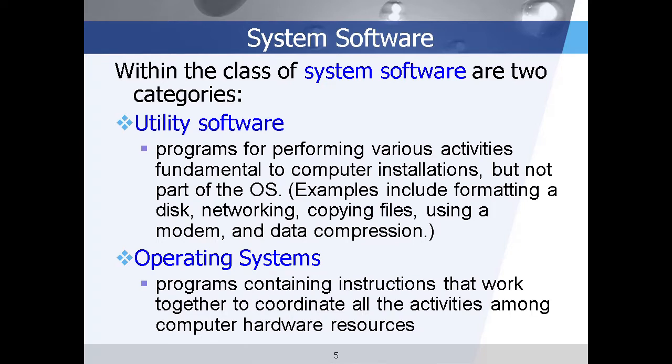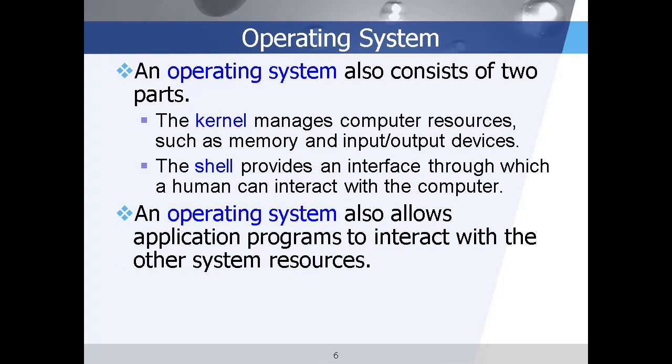The operating system is also software, but the main function of the operating system is to manage the hardware resources of the computer. It can provide an environment to run the user's programs. The kernel is the key part of the operating system. It manages computer resources such as memory, processor, and input and output devices. The shell provides an interface through which a human can interact with the computer.